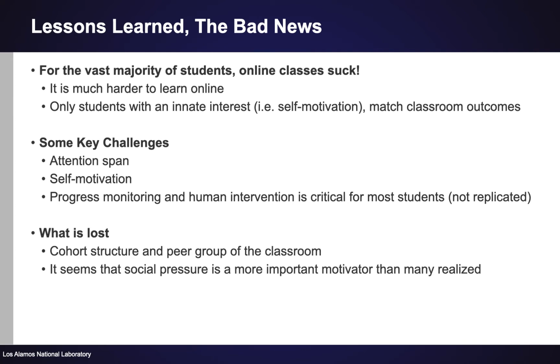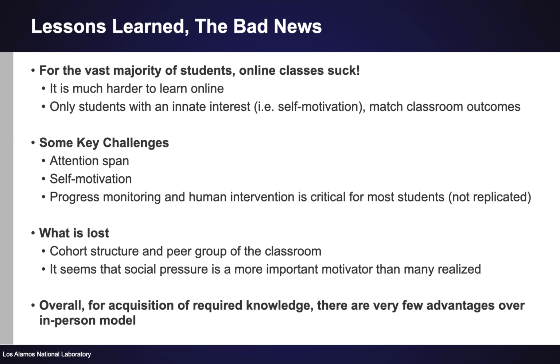So something that's lost from this MOOC format is the cohort structure of a peer group in the classroom, which is generally not modeled, or pales in comparison to going to a real class. And it also seems that social pressure is a more important motivator in helping students succeed in courses than anyone really realized. So overall, for acquisition of required knowledge, there are very few advantages over the in-person model, but for the best students, it's doing really well.